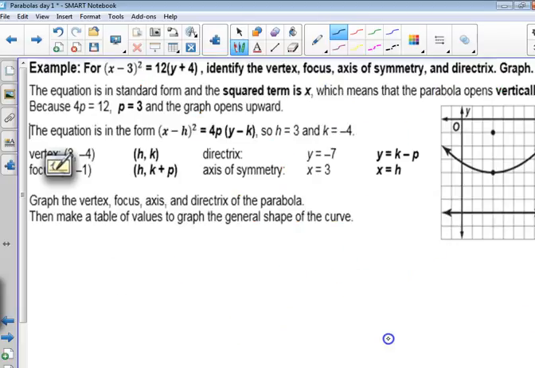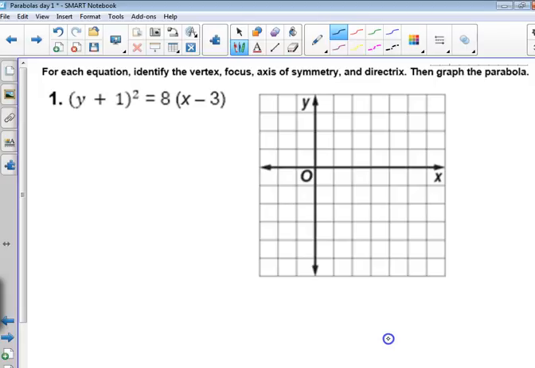All right, let's try one together. Let's try this one. Now, something different right away. The y is the squared quantity. So when you go to your sheet, which kind of parabola are we looking at? One that's opening either left or right, okay? So I'm going to write under here (y - k) squared equals 4p(x - h).